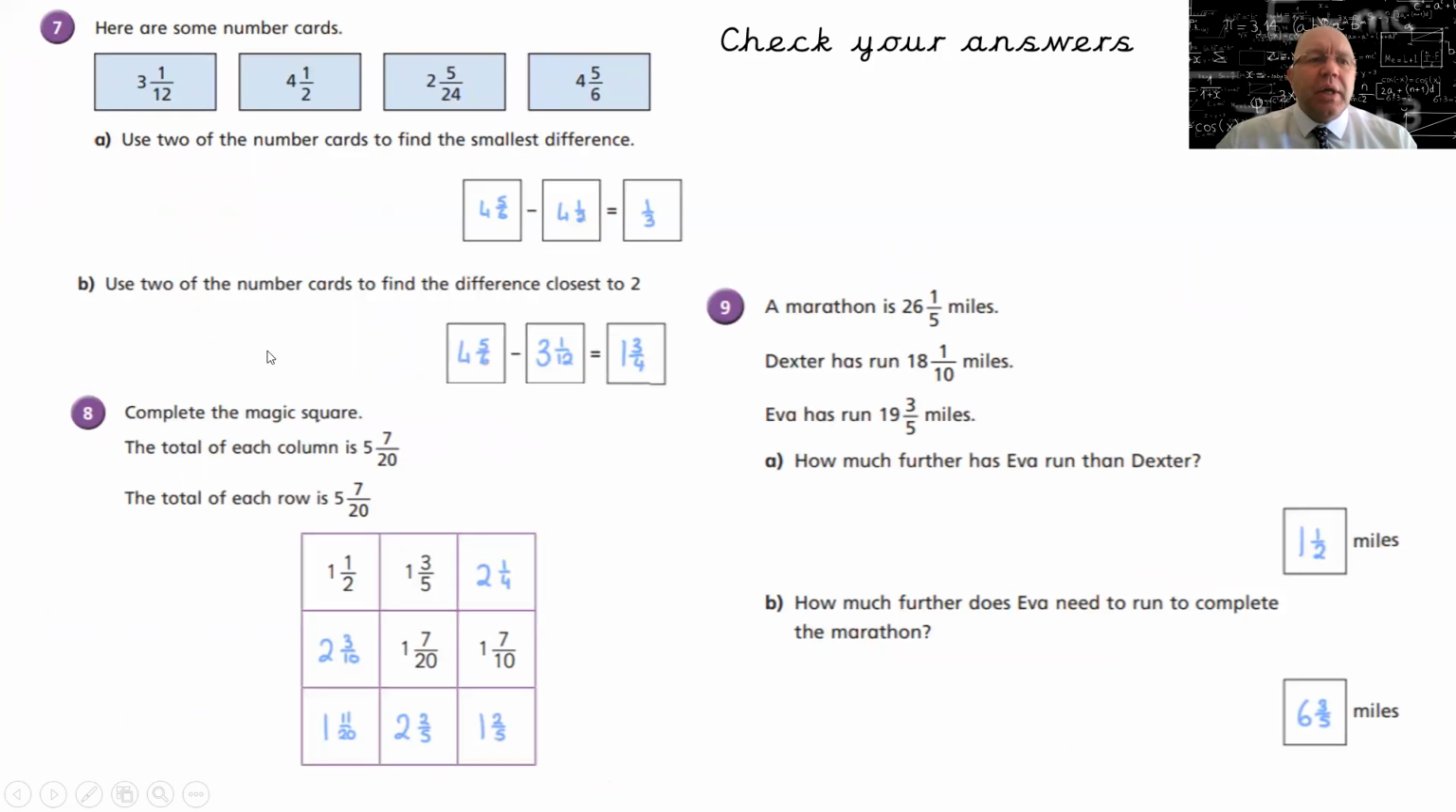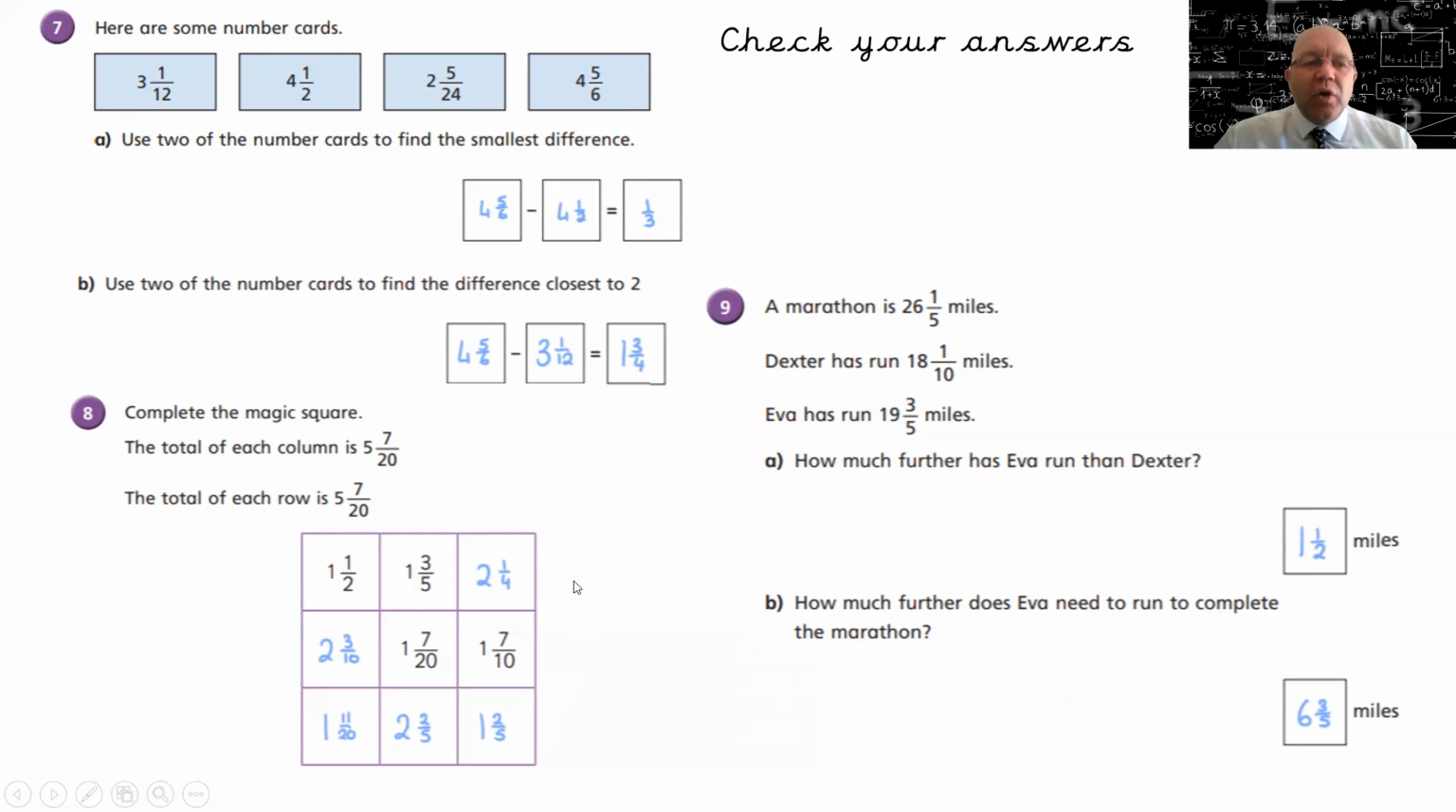All right, well, here are the answers. Here are some number cards. Use 2 of the number cards to find the smallest difference. Well, the smallest difference between those will be 1/3 using the 2 4 cards. And then the difference closest to 2 is 4 5/6 take away 3 1/12 gives you 1 3/4. So 1 3/4 is as close as you can get to 2. Right, the magic square. Each column and each row totals 5 7/20. So our missing numbers are 2 1/4, 2 3/10, 1 11/20, 2 2/5, and 1 2/5.